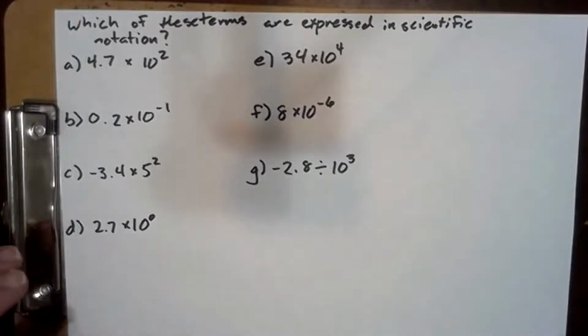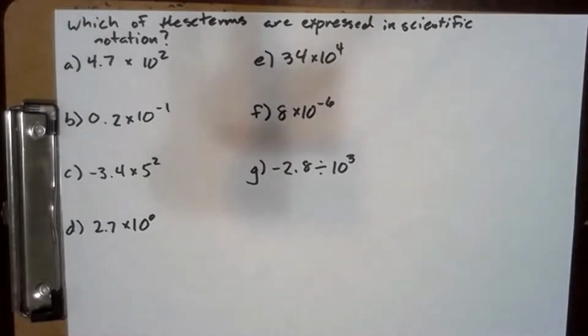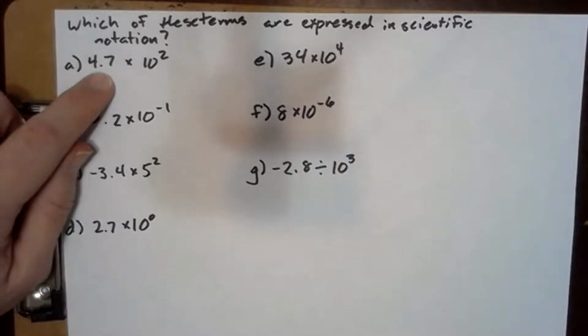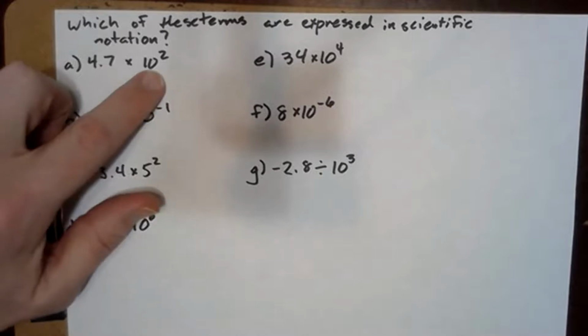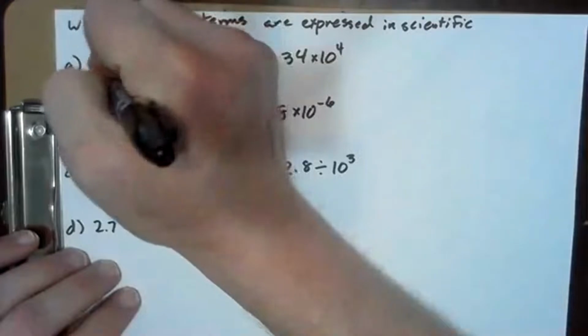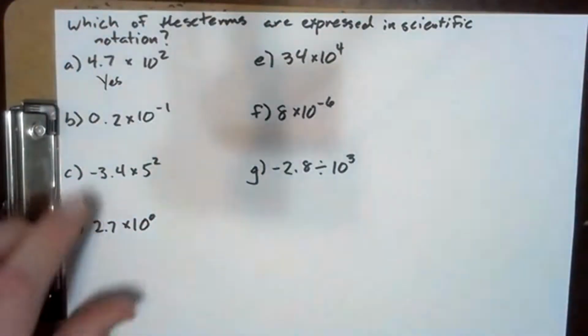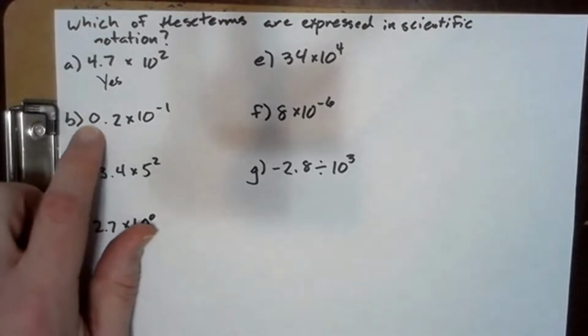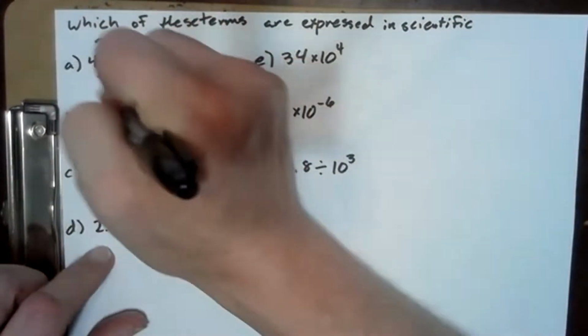In this video, we are looking at the questions in the Chapter 5, Section 6 slides. We're first starting out by asking which of these problems are expressed in scientific notation. So this first one is in scientific notation because this number here is between 1 and 10, and this is 10 to some power. So yes, this is in scientific notation. This one is not in scientific notation because this 0.2 is not between 1 and 10.